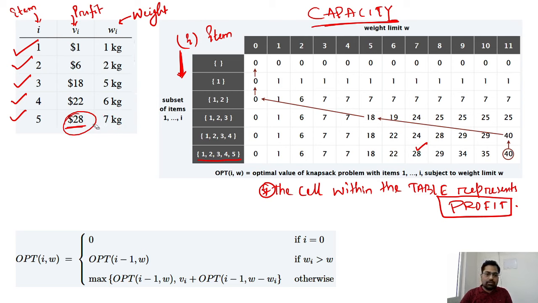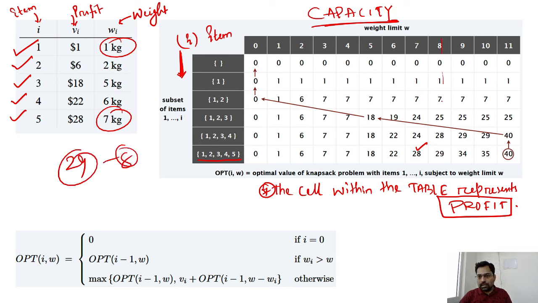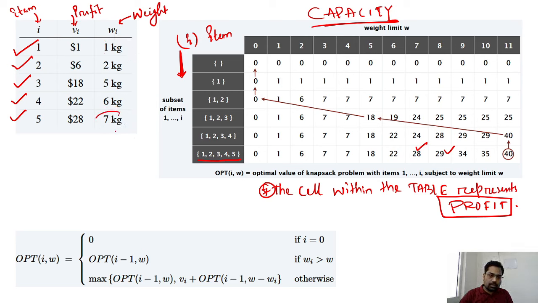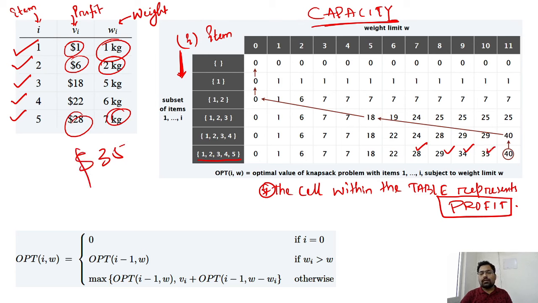Okay. Next, for combination, once you have taken one item, you do the combination. 7 plus 1 is 8. 8 is $29. For 8th kg, you just focus. The 29 should be there. Here, it is 28. Now you just change it to 29. Okay. Now, for 9th, you add this 2. So, 28 and 6 is 34. So, you can update that one. Next, for 10. So, 7 plus 2 plus 1 is 10. So, this 3 will be added, which is $35. Okay. So, 35 is updated here.